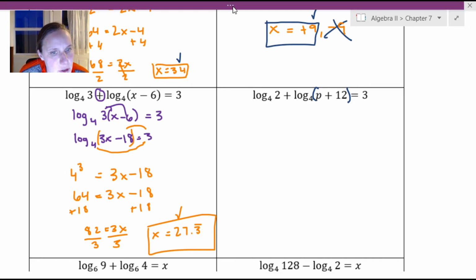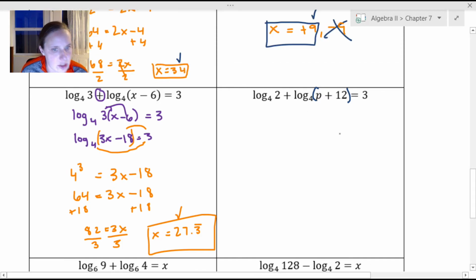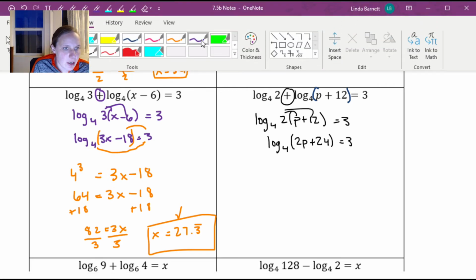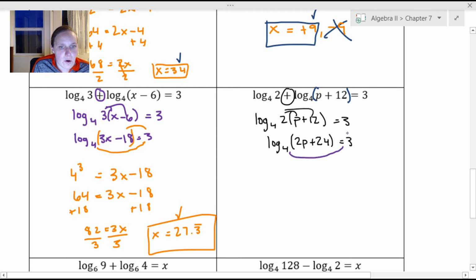Log base 4 of 2 plus log base 4 of (p plus 12) is equal to 3. Let's try it out. So this is, again, an addition, so it's the product property. So log base 4 of 2 times (p plus 12) is equal to 3. I can distribute that 2, so I get log base 4 of 2p plus 24 is equal to 3. And you guessed it, it's the patented Mrs. Barnett swoop-de-doop method. 4 to the power of 3 is equal to 2p plus 24.